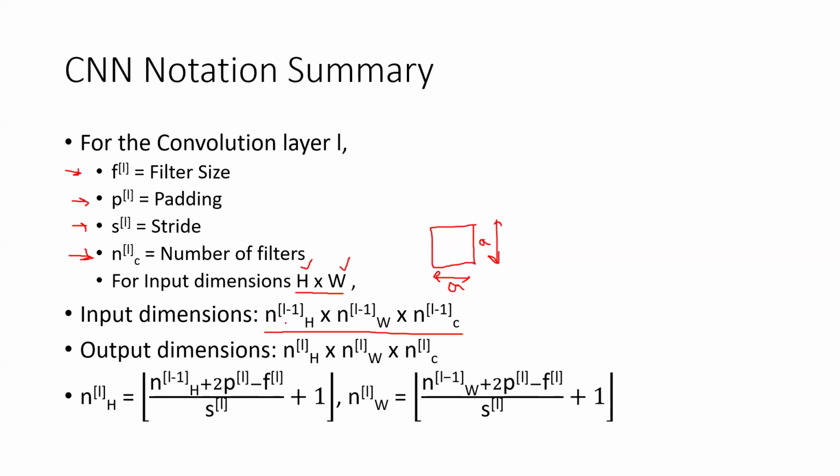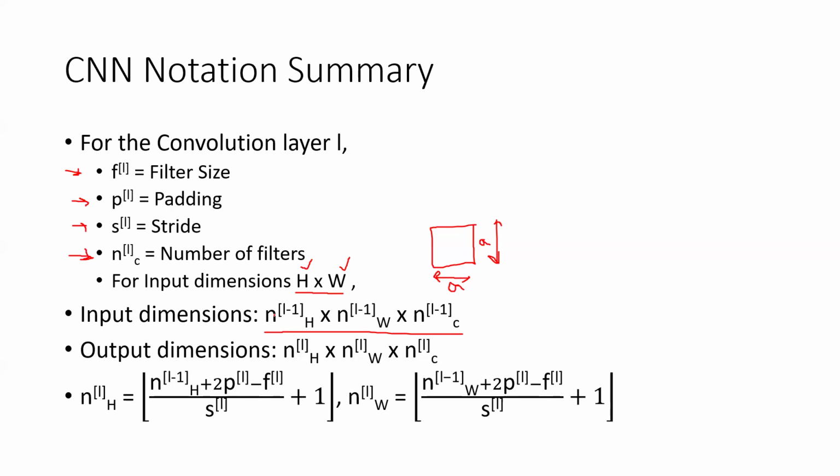L minus 1 is the earlier layer's length. This is the height of the input matrix from the last layer, this is the width of the last layer, and this is the number of filters in the last layer. So these are the input dimensions to the current convolutional layer.